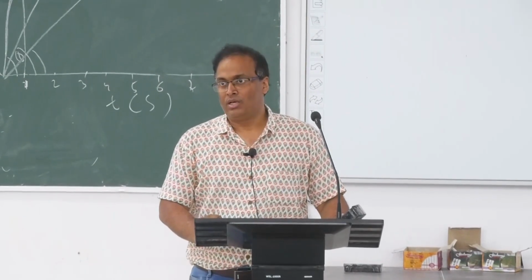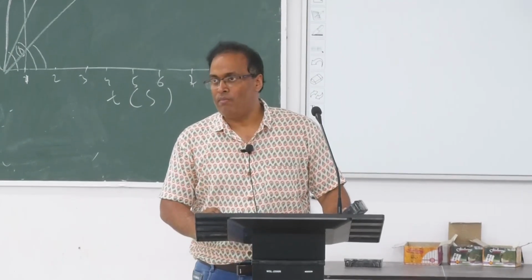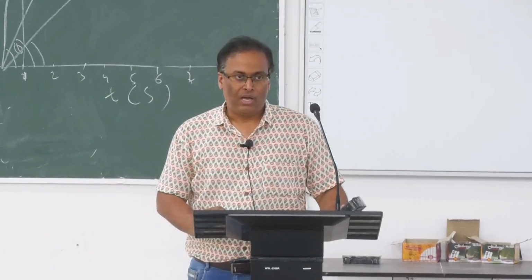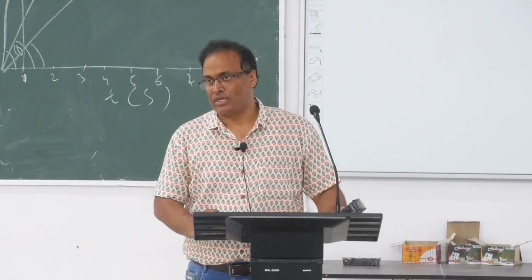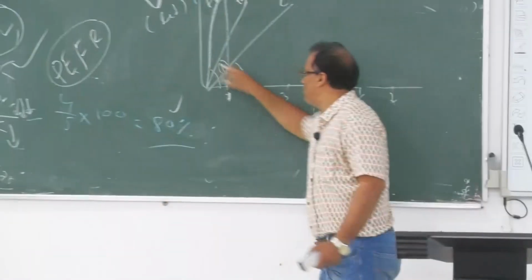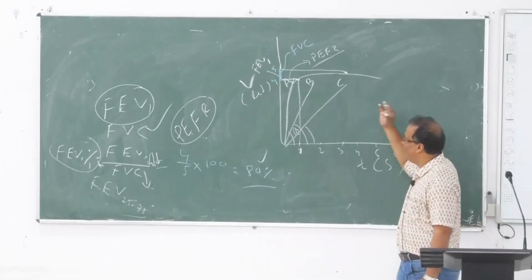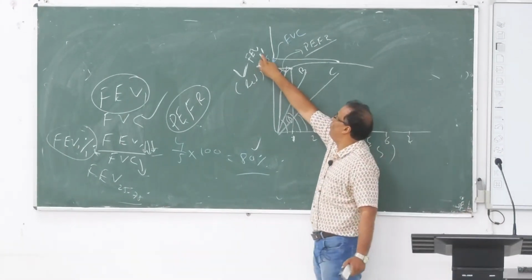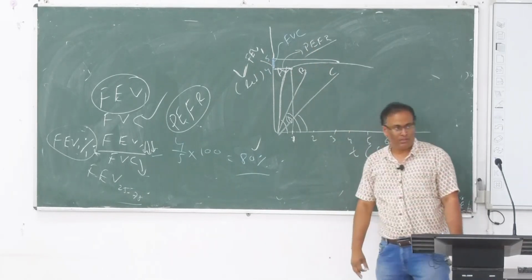That is the problem of entry of air or exit of air, a problem of obstruction. So this is not the volume kind of thing, and here it is depicted as FEV1 and FVC.